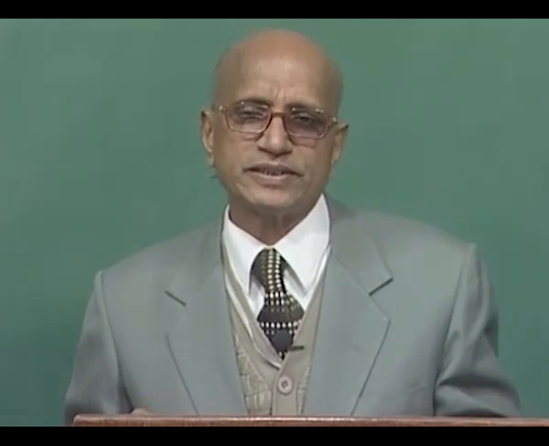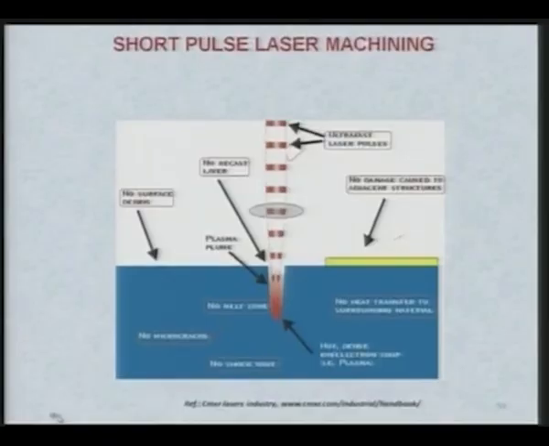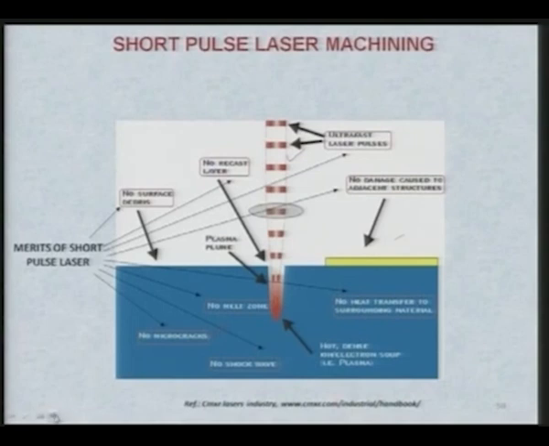So, we can conclude that short pulse laser beam micro machining gives better surface characteristics after machining as compared to long pulse laser beam micro machining. We all know already that two types of lasers are there, one is the continuous wave laser and another is the pulsed laser. So, we are talking of the applications of pulsed lasers. So, there are hardly any merits of long pulse laser shown over here.